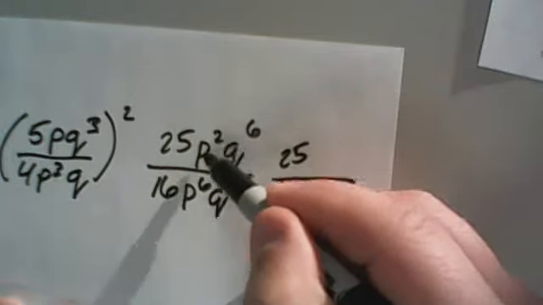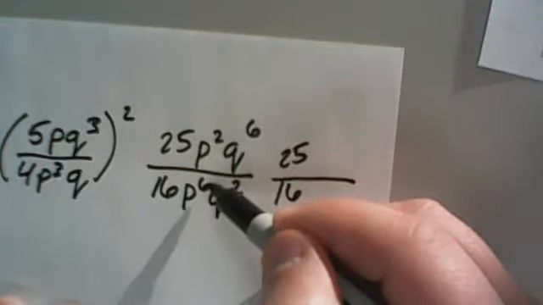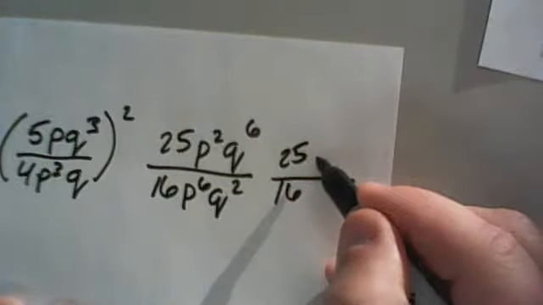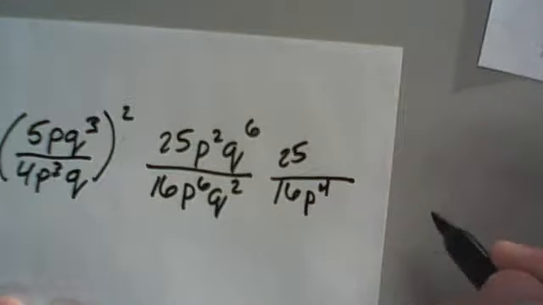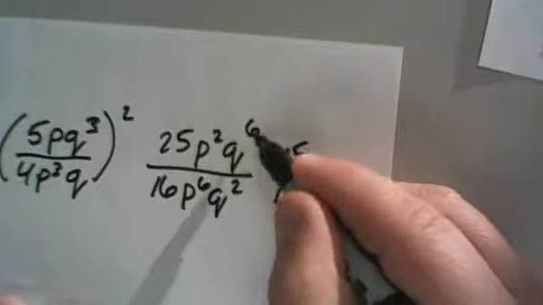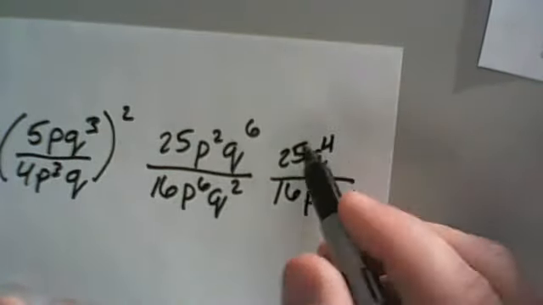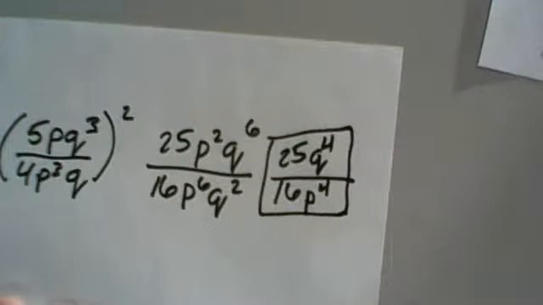But if I subtract, p to the second over p to the 6th is p to the negative 4th. 2 minus 6 is negative 4. So I could put p to the negative 4th on top, but if I want to make it positive, I'm going to put p to the positive 4th on the bottom. And then q to the 6th over q to the second is q to the 4th. So my final answer for number 10, letter A, is 25q to the 4th over 16p to the 4th. And that's one of the answers, the one that's letter N.